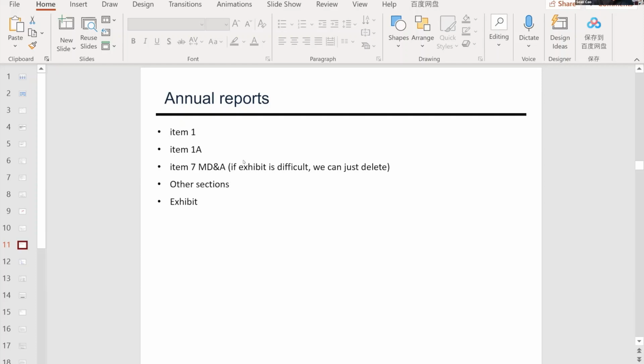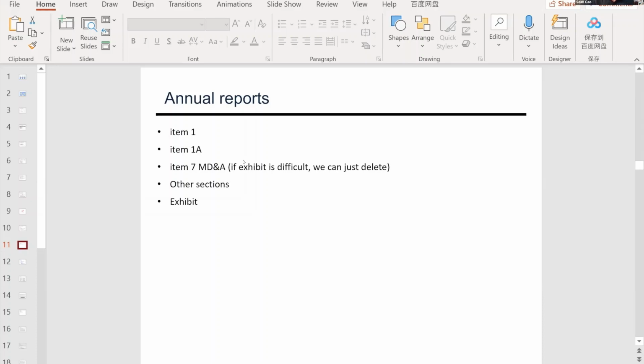The reason is because these are some very useful textual sections from the annual report. Why am I not separating the other sections? Because some of the other sections are numerical numbers.